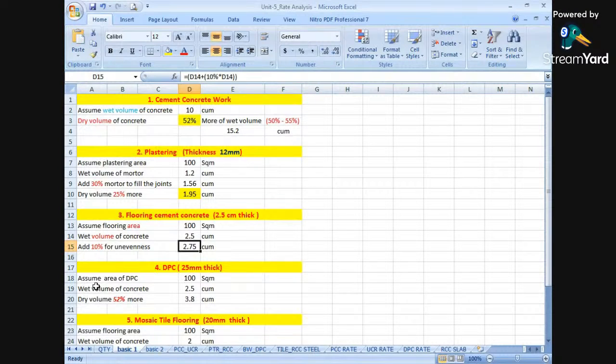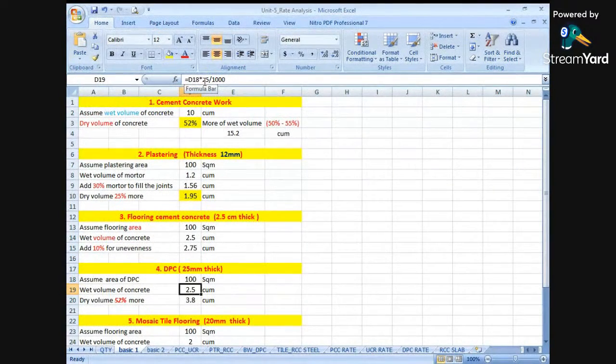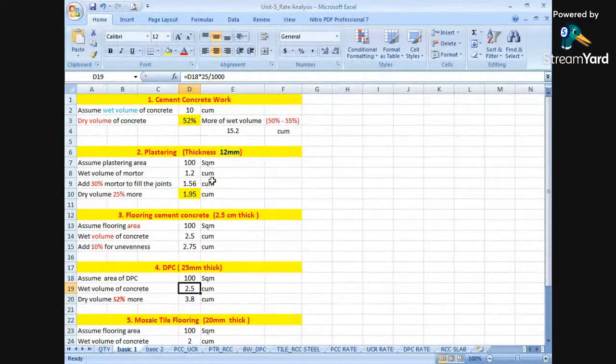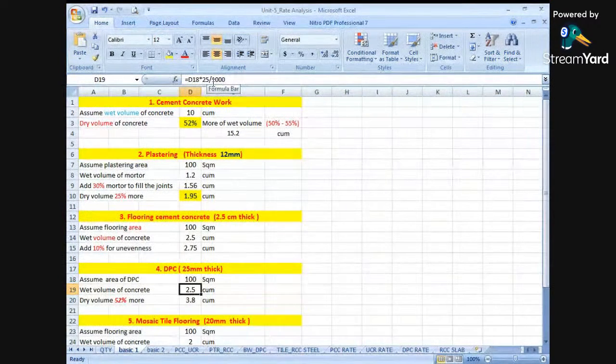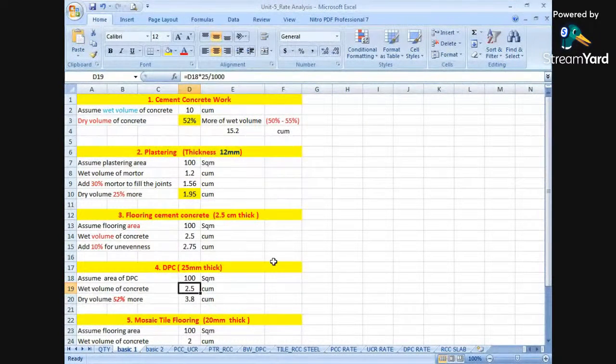Assume the area of DPC as 100 square meters. Again, we are converting this area into a cubic content, that is 100 multiplied by 25 divided by 1000. That comes to be 2.5 cubic meters. Here you can see the formula which has been used, the simple multiplication and division, 100 multiplied by 25 divided by 1000. So 2.5 cubic meters of material will be required for DPC.